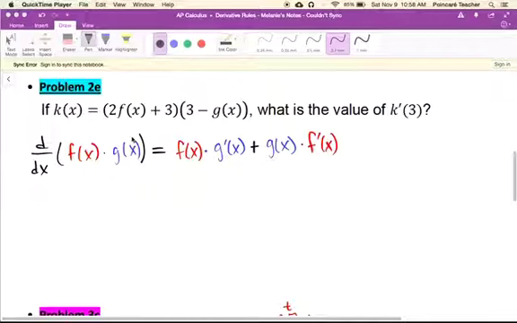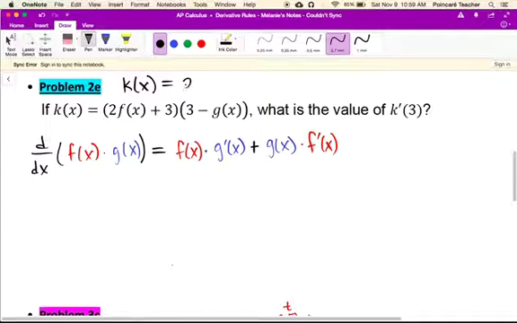If you're looking at this from a new perspective, as in just seeing it for the first time, it's a little confusing because you have a couple of things going on. It's not as simple or clearly related to the product rule because it's not written as k of x equals 2 times f of x times g of x. We have some extra terms, this added 3 and this 3 minus, and how do we actually deal with that scenario?